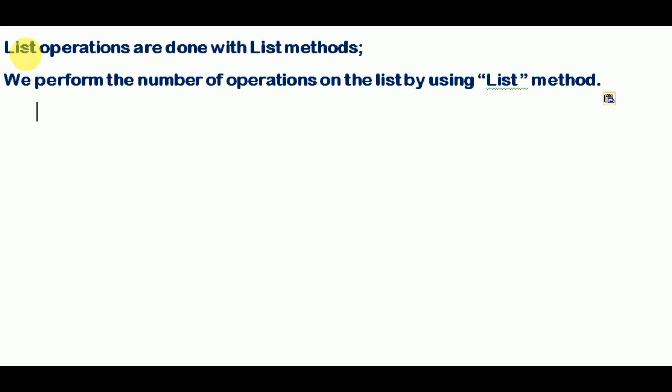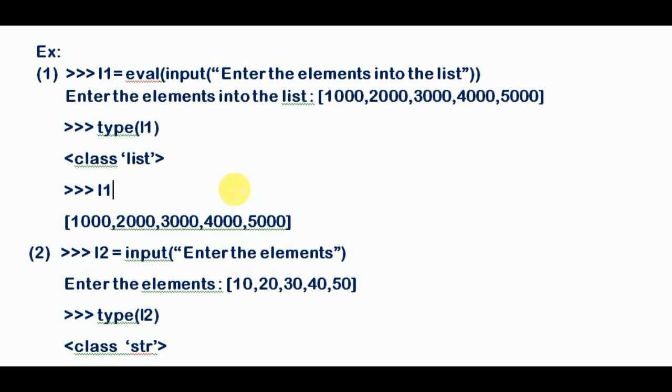Now we have some list operations. List operations are done with list methods. So we perform a number of operations on the list by using list methods. Here we have the eval method. The eval method basically evaluates the given string into a list.